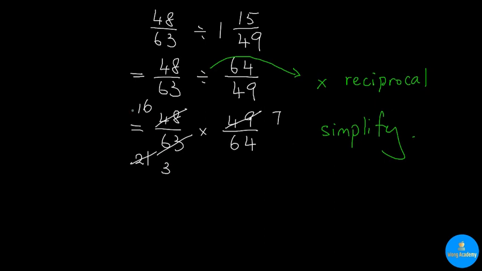Notice also that 16 actually divides 64. So after cancelling out the factor 16, we are left with 1 and 4 in the numerator and denominator respectively. The final answer is 7 over 12, obtained by 1 times 7 for the numerator and 3 times 4 for the denominator.